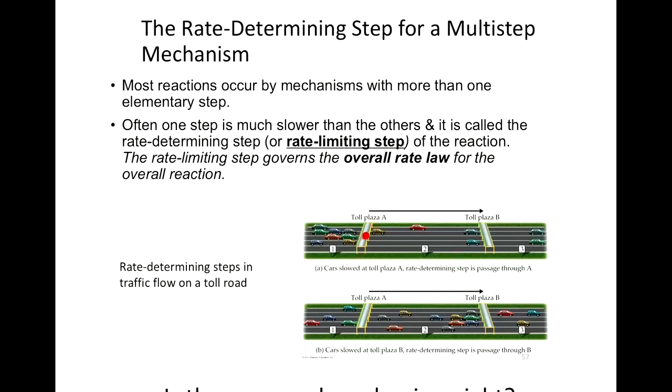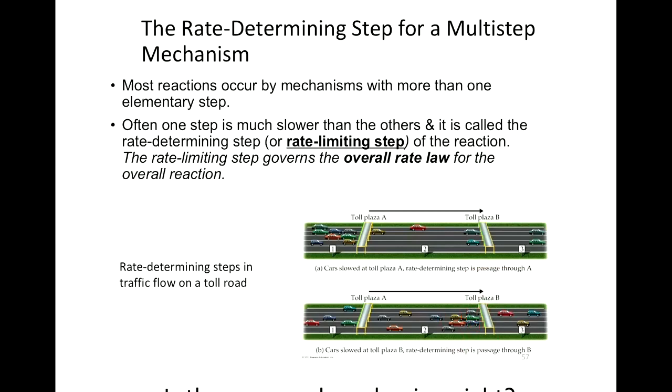So that's basically example 1. That's scenario 1, where the first step is the slow step. The second scenario is, what if the slow step is the second step? These ones are harder to calculate. The cars fly through the first toll booth, but then they start piling up at toll booth B, the second toll booth.